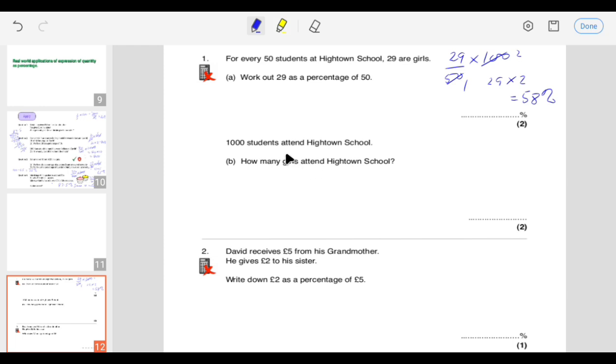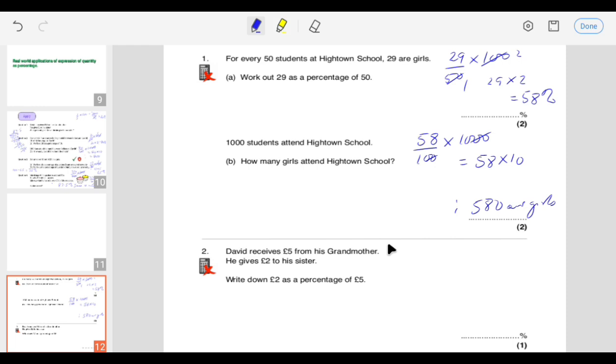Now the next question says 1,000 students attend I-Town School. How many girls attend I-Town School? So if 58% are girls, we're going to be having 58 divided by 100 multiplied by the total number of students in the school. That will be 1,000. If you reduce this, we're going to be left with 58 times 10. Therefore, 580 students are girls.